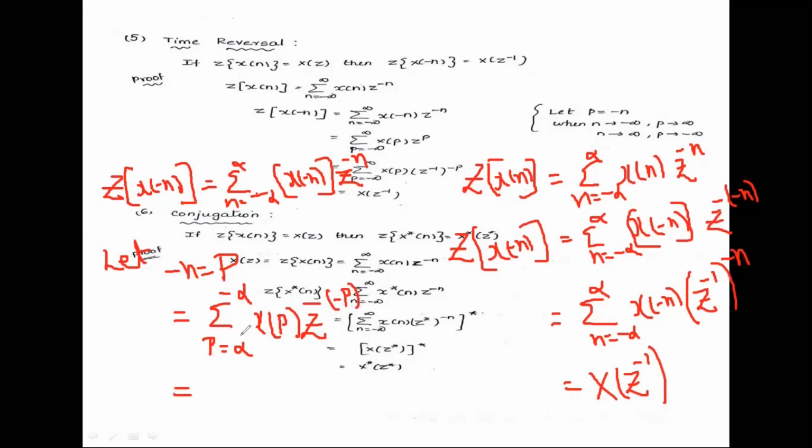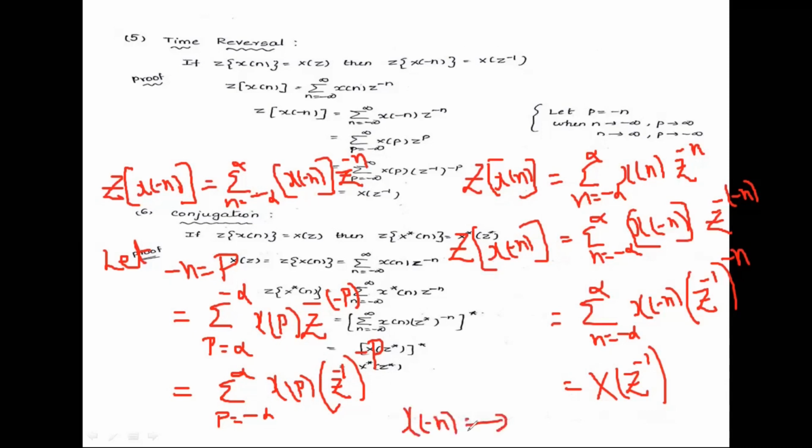That is equal to, either you can add from minus infinity to infinity or infinity to minus infinity, both are the same. So I'm changing the limits as p equals minus infinity to infinity, x of p, and write this expression as z power minus 1 whole power minus p. According to the definition, n is a variable, but here p is a variable. Nothing is changed. But what is the z here? Z inverse.